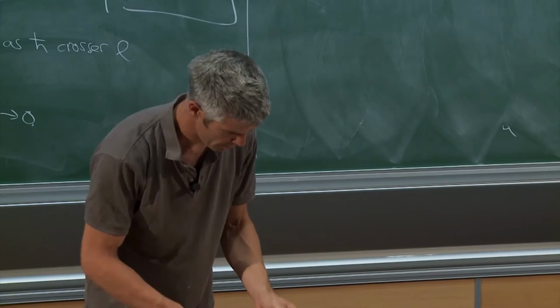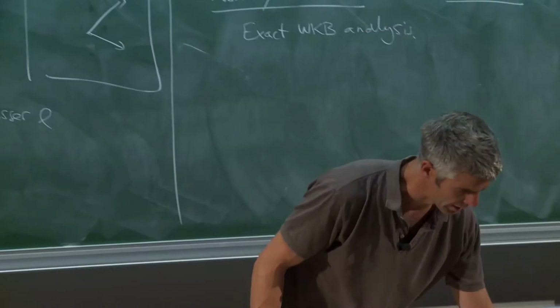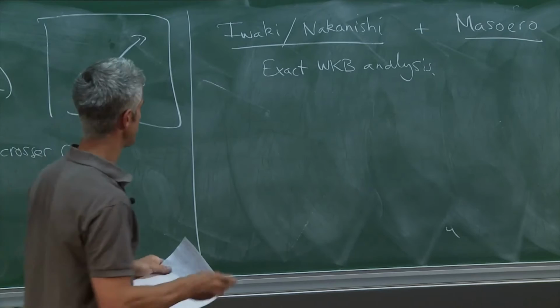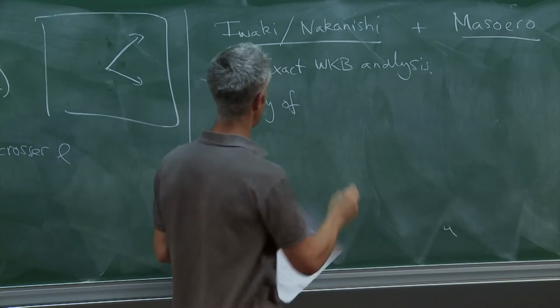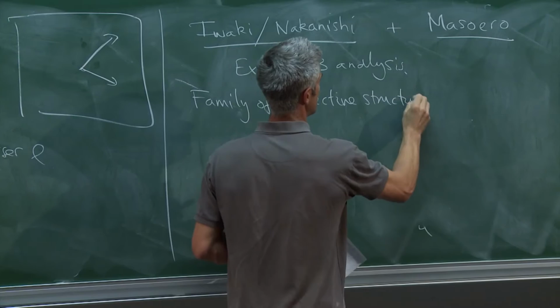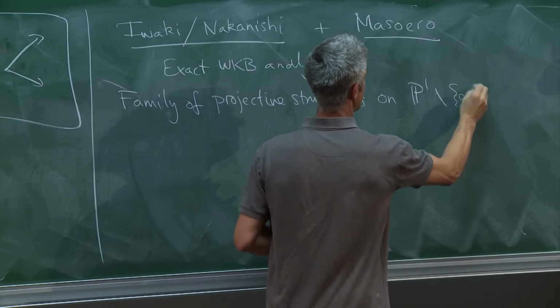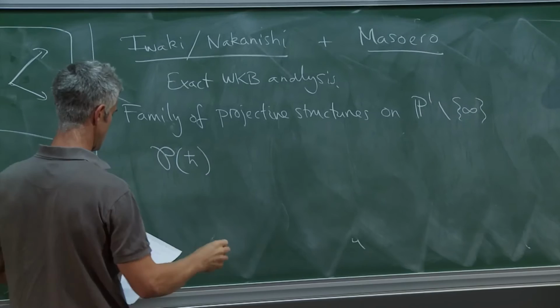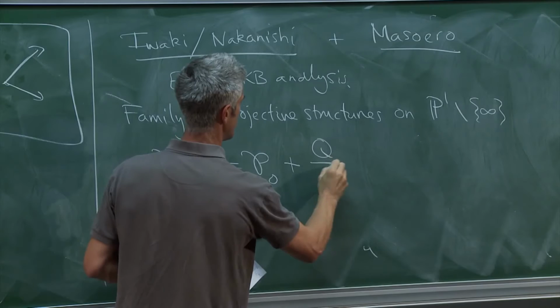Okay, so where's my last sheet? Yeah, here. So what do we do? We consider a family of projective structures on P1 minus infinity. This sounds a little grand, but it's going to be something very concrete in a minute. Some fixed one, where Q of x is this thing that keeps coming up.